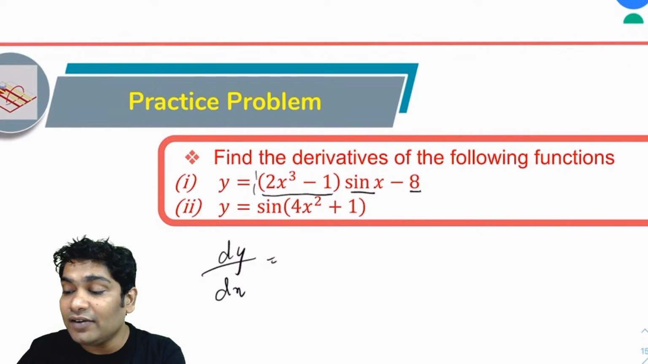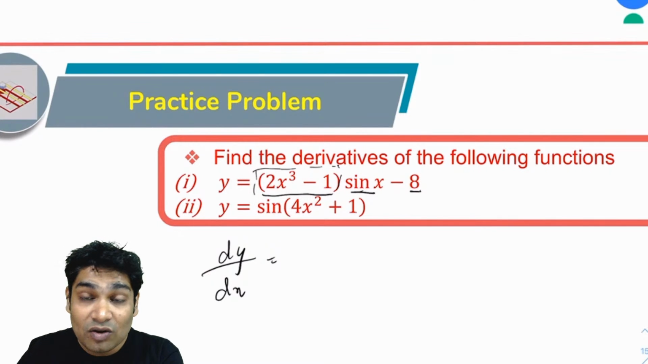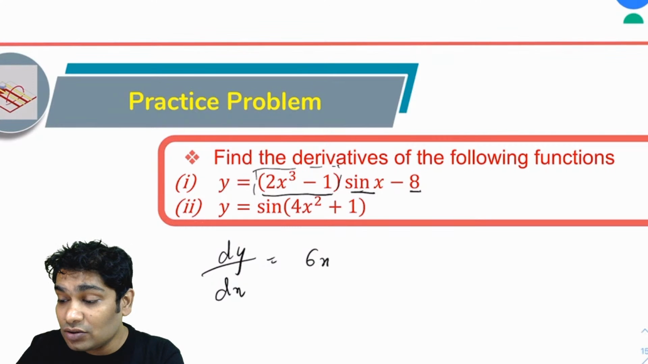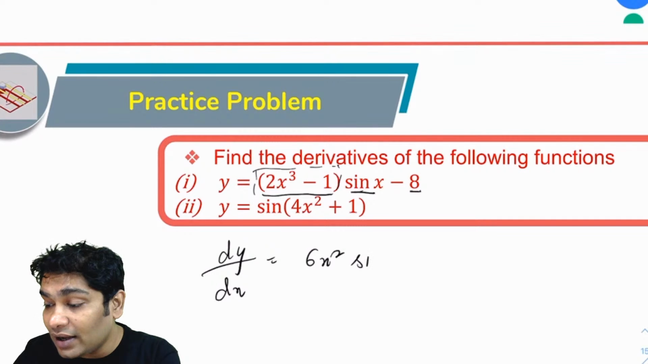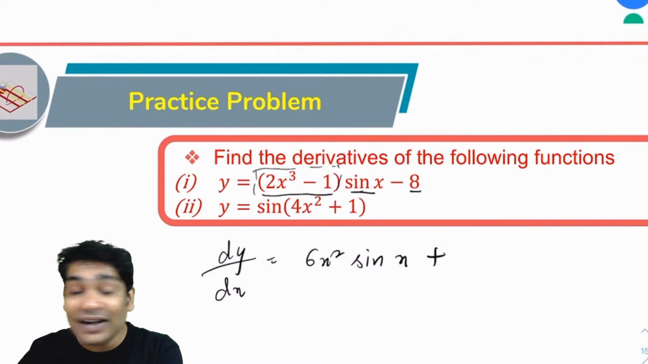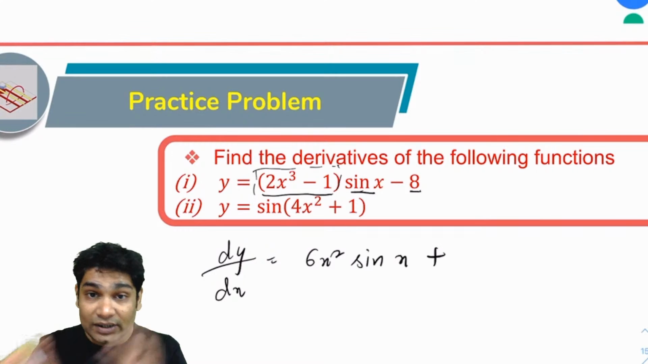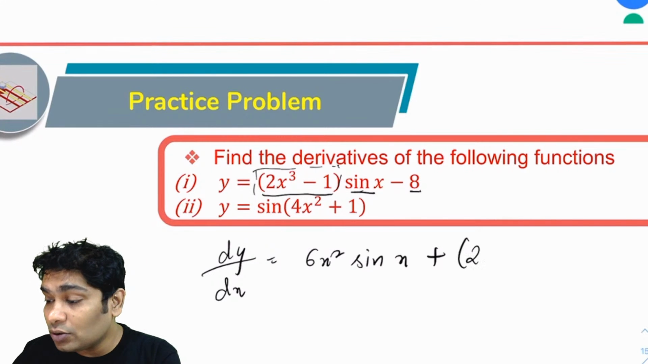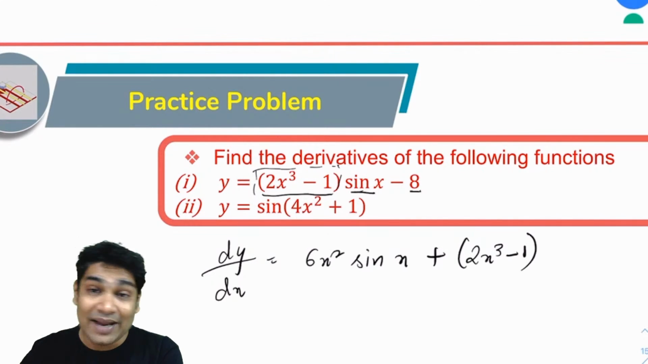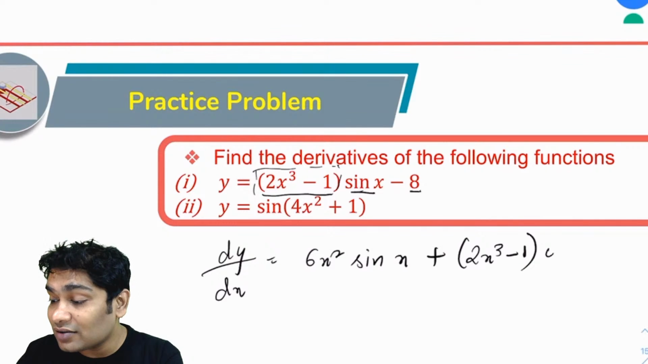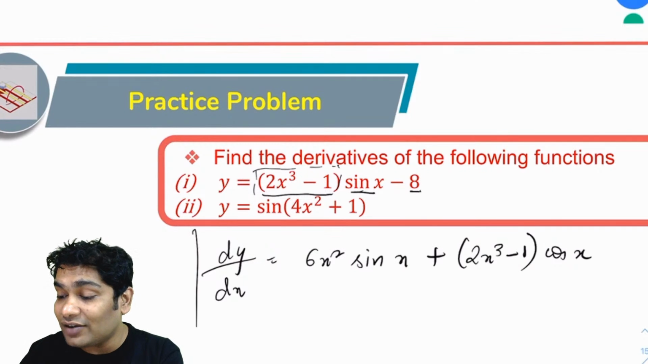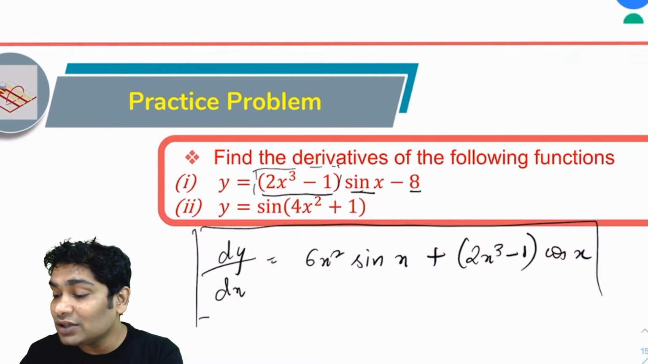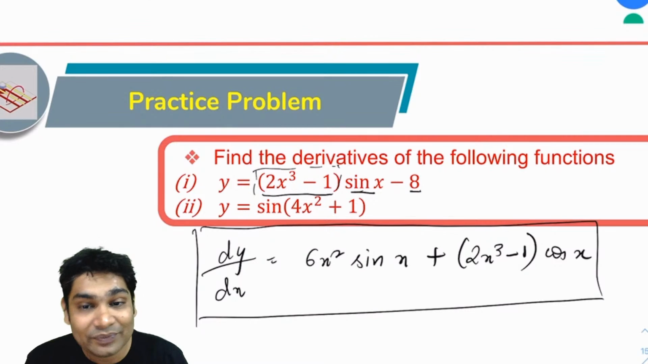So when you find the derivative of this, this is one function, this is another function, and this is a constant. So what will your dy by dx look like? First you find the derivative of this and multiply it with this. The derivative of this would be 6x square, and 1 will become 0, times sine x. For the second term, you put this as 1 unit: 2x cube minus 1 times the derivative of sine x, which is cos x. And of course, the derivative of 8 is 0. So this is all that you have as your answer for dy over dx.